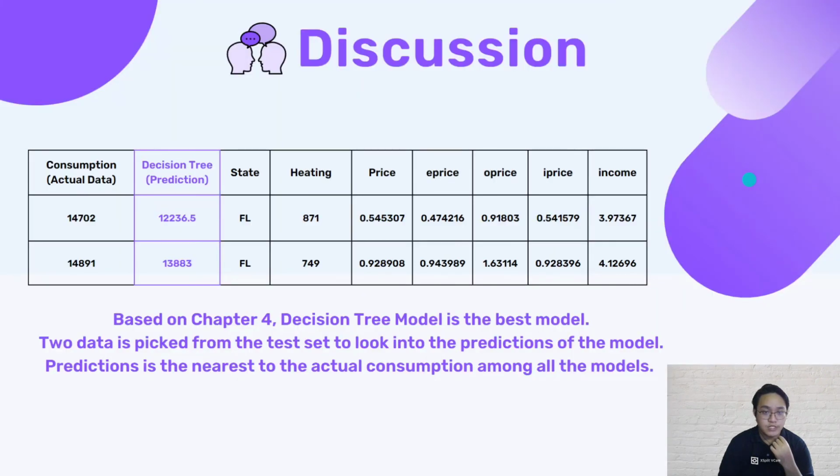So for the discussion, we ran predictions using the decision tree model on Orange, and we used the decision tree model because, based on the findings in chapter 4, it is the best predictive model among the ones we developed. As you can see in the table here, 2 rows of data were chosen from the test set where we compared the forecasted and actual consumption of natural gas, and among all the models, the decision tree is indeed the closest to the actual consumption.